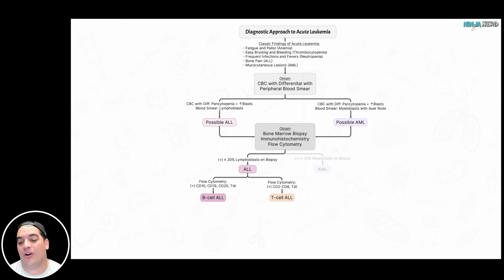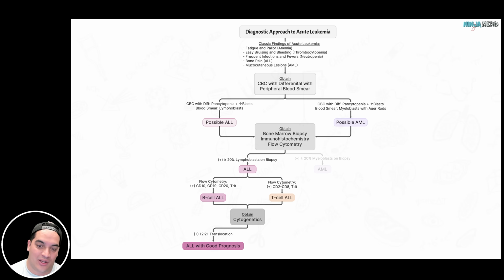And then I can get cytogenetic studies, which really look at the types of mutations or chromosomal translocations. And remember, there were two: 12;21 and 9;22. If I get 12;21, that's for pediatrics, it is a good prognosis. And if I get the 9;22, the Philadelphia chromosome, that's in adults, that's a bad prognosis. So that's also something we can do from this study because it helps guide our treatment progression.